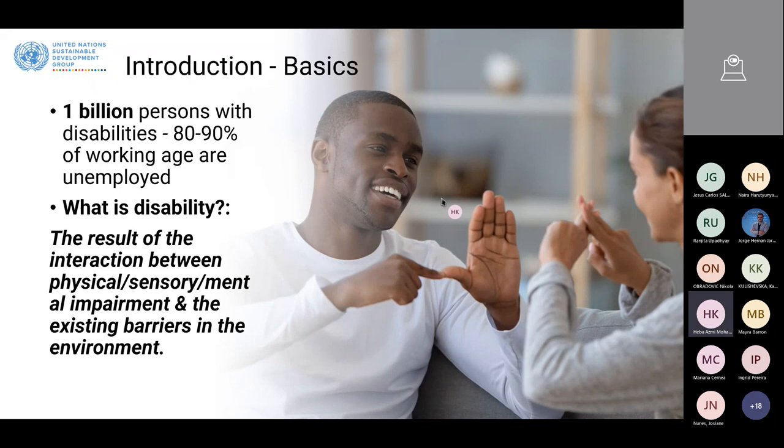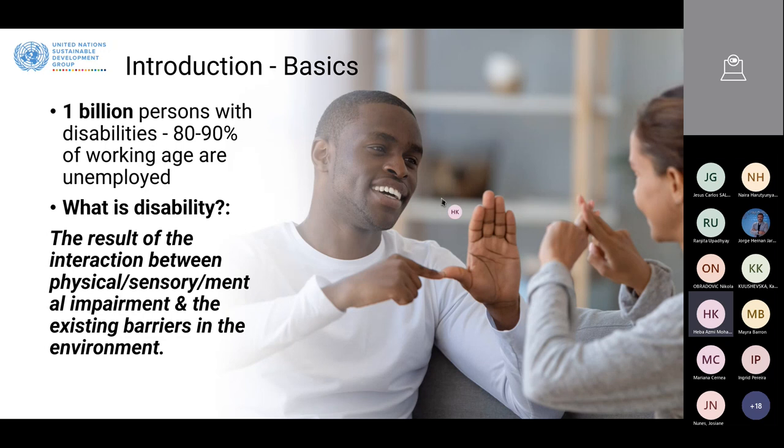Thank you. So in the introduction, we will speak about the basics. As we all know, we have 1 billion persons with disabilities worldwide, and 80% to 90% of this population are of working age and are unemployed. So there is a correlation between disability and employability. This is due to many factors, of course.